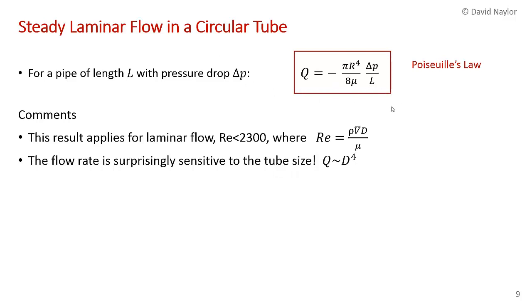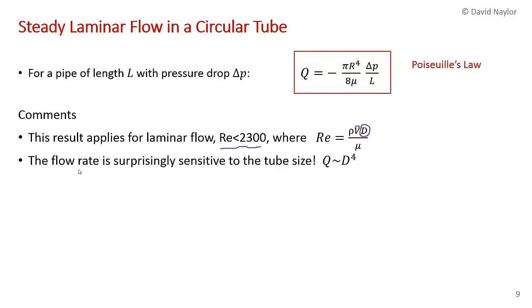And I thought I'd just make a couple of interesting comments on this. You should keep in mind that this only applies for laminar flow. So the Reynolds number has to be less than about 2300, where the Reynolds number is the density of the fluid, average velocity in the tube, diameter of the tube over dynamic viscosity. And in most real flows in pipes like in your house, the flow will be turbulent. But one way to reduce the Reynolds number is to have a very small diameter. So you'll find that flow in the very fine veins and arteries in your body is laminar, just simply because the diameter is very small.